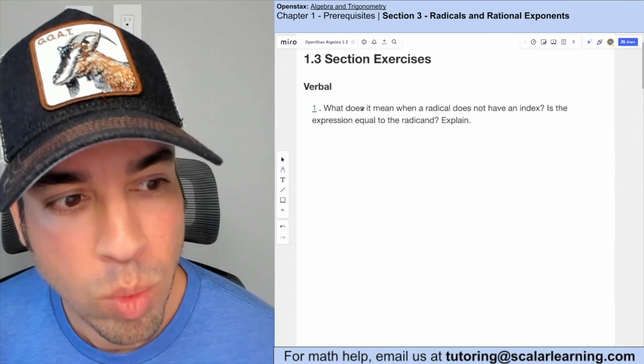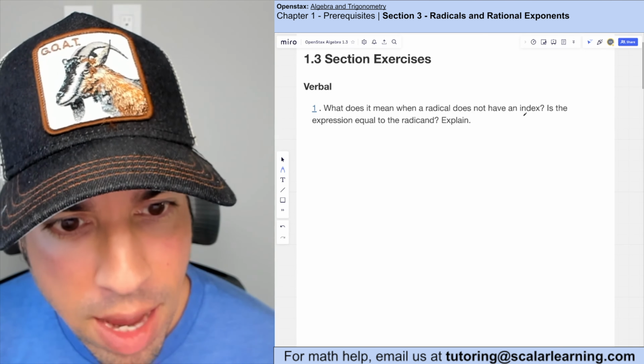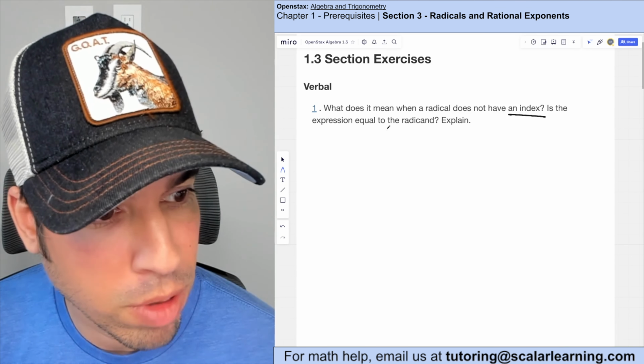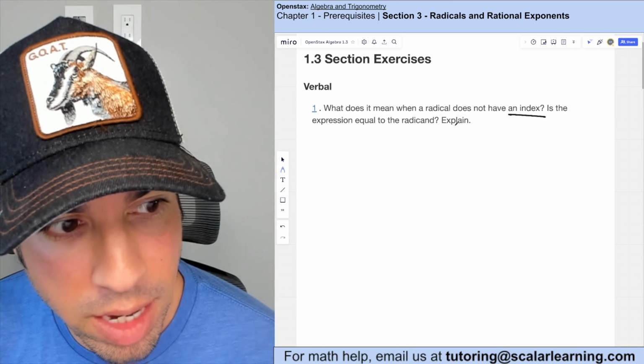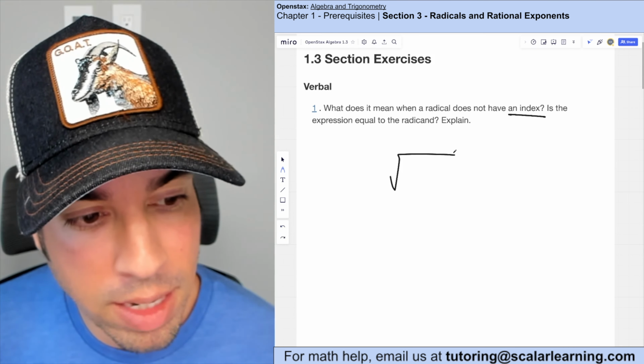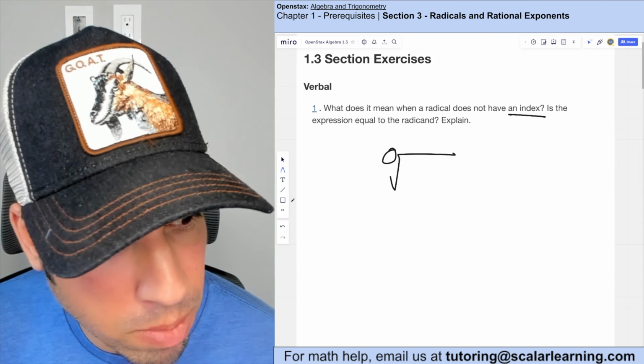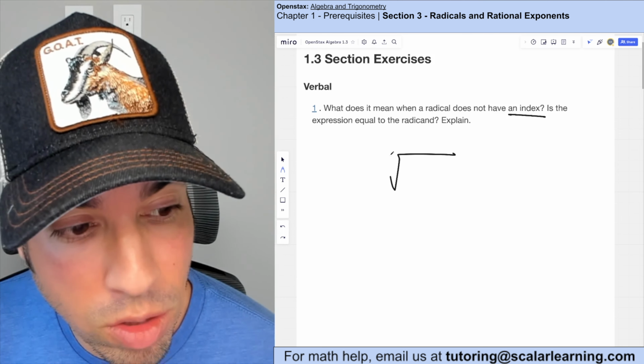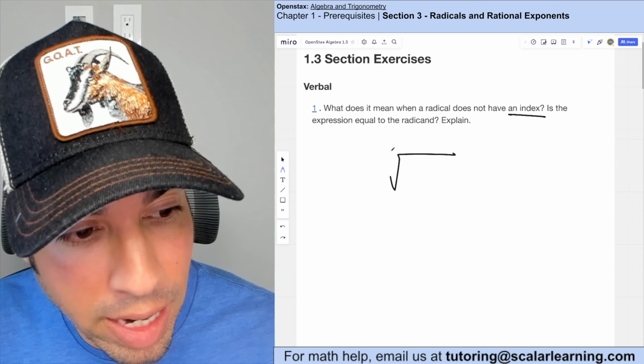Let's do it. What does it mean when a radical does not have an index? Is the expression equal to the radicand? Explain. So when we're talking about the index of the radical, we're talking about the little number that goes up here. So when there is no index, we assume that it's a 2.